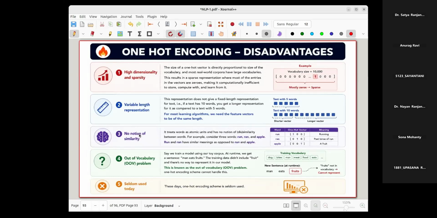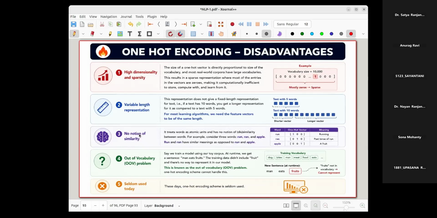So the notion of similarity must be represented in the vector. If you can capture it, it will be easier for the downstream task to use it better. But in the case of one-hot encoding, any two representations are orthogonal. That's why there is no similarity, so the similarity measure is not there. The fourth problem is out of vocabulary words.